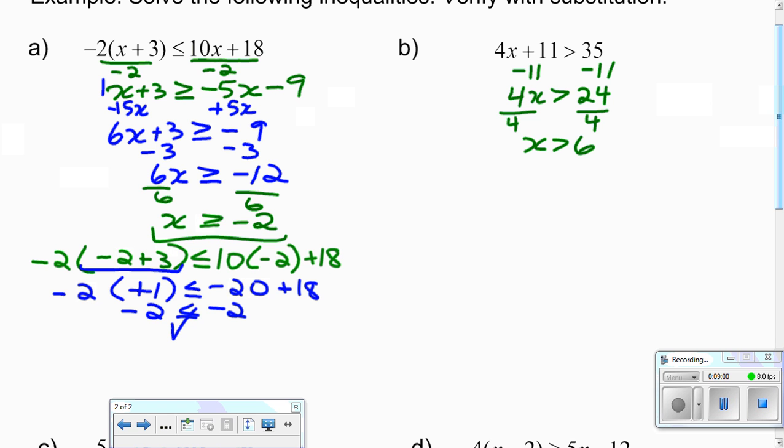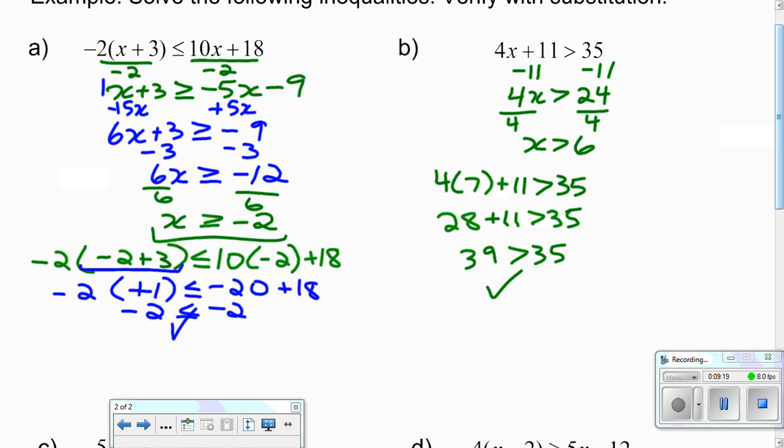So then we're going to verify, we'll pick two values. We need x that's bigger than 6, so let's say 7. So 4 times 7 plus 11 must be greater than 35. 7 times 4 is 28, plus 11 is 39, and 39 is greater than 35. Let's pick a value that's less, so let's pick 0. 0 is less than 6. 4 times 0 plus 11 must be greater than 35. 4 times 0 is 0, so 11 must be greater than 35. It is not. So it looks like we have a good boundary point and a good inequality.